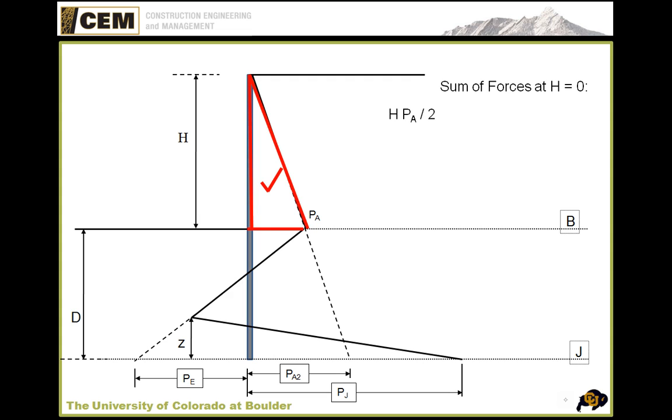Now, you should look at this and say that's a very easy one to calculate. And it is. But as we go a little bit deeper, it's going to be difficult for us to compute perhaps the next triangle down. We know the P_A is going to be the base of that triangle, but we really don't know where that crosses the plane of the sheet pile.